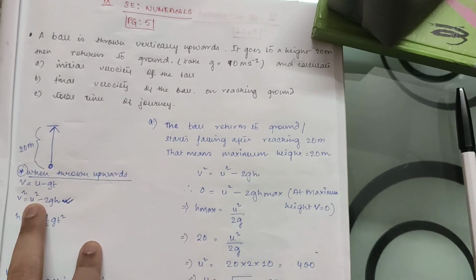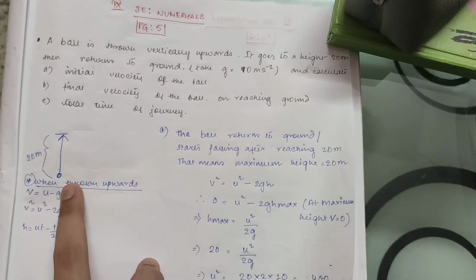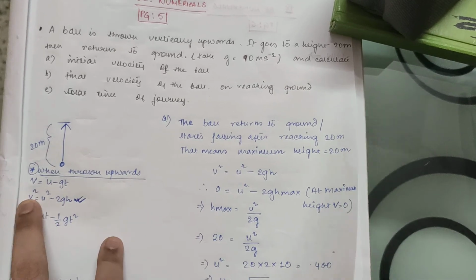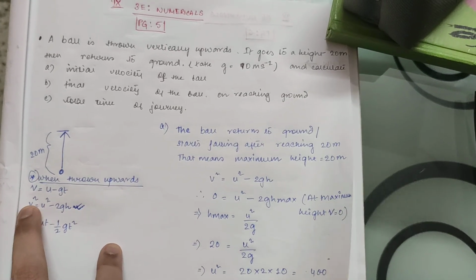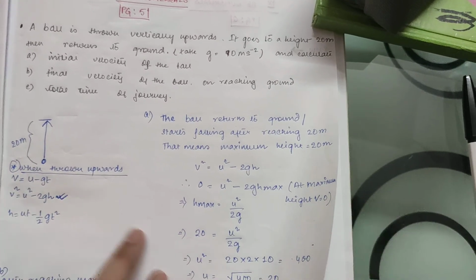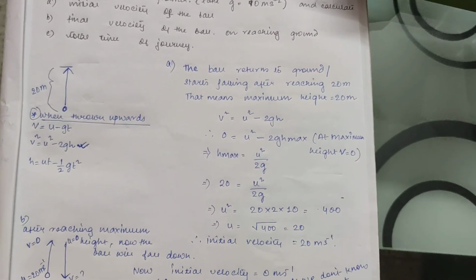Okay? So these are the two equations from where I can find U, and I cannot use this as T is not given, but I can use this. See, because V is 0 at maximum height, H is given 20, U I will have to find simply. So initial velocity I have found out.